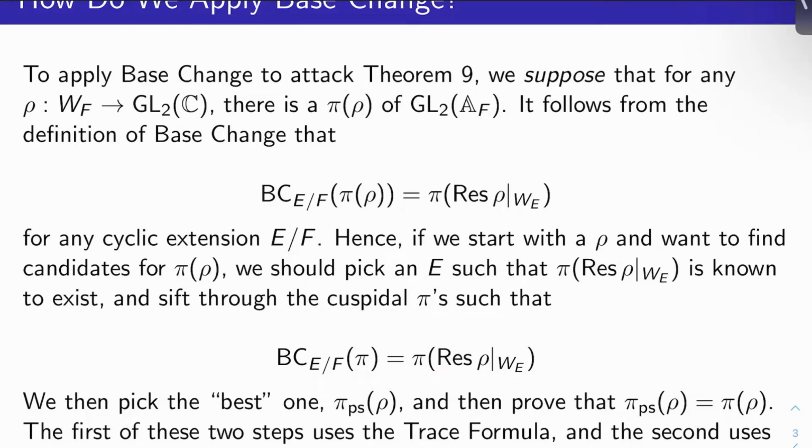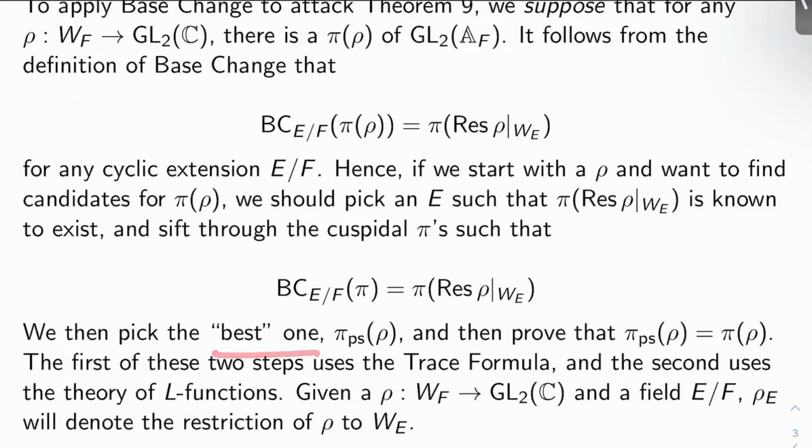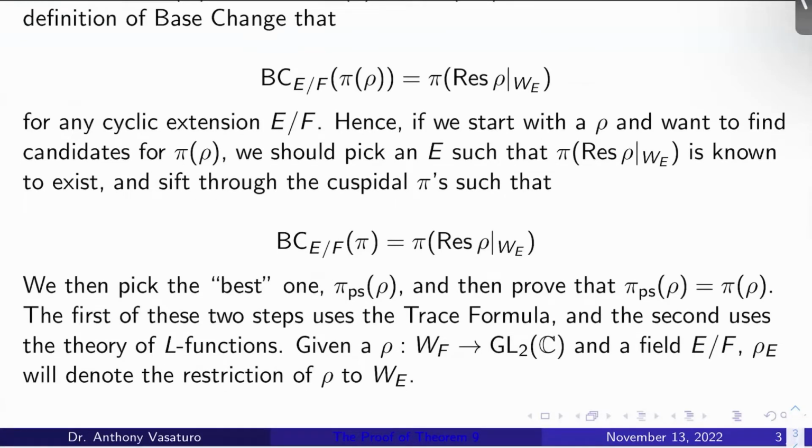Once you have a list in front of you of all the available cuspidal pi's, you pick the so-called best one. And what we mean by best will become clear as we go throughout the proof here. We'll call that best one pi sub pseudo of rho. PS here stands for pseudo. And then what do you have to do? You then have to prove that pi sub pseudo of rho is the pi of rho that you're after. The first of these two steps will involve invoking the trace formula, essentially, and the second one will use the theory of L functions.